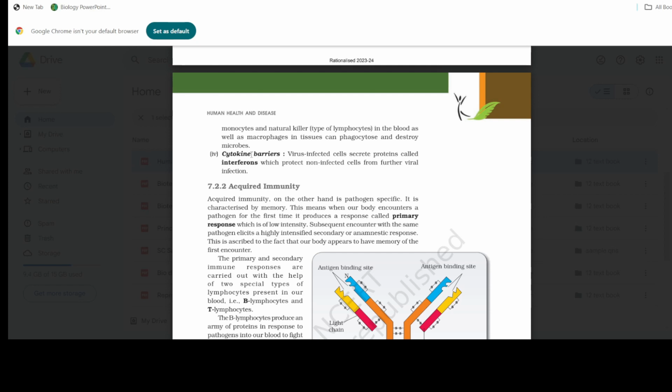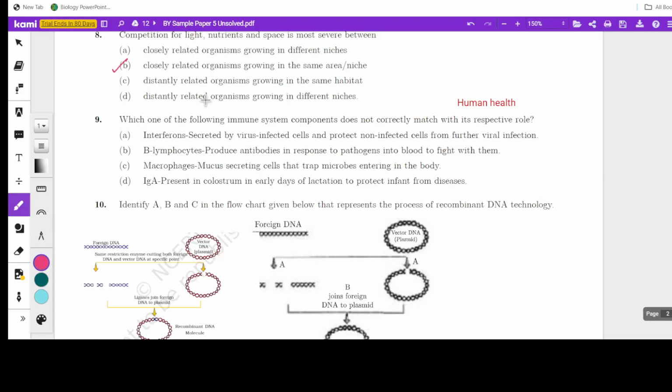Now, the first sentence given there was about the cytokine barriers. You have seen that virus-infected cells secrete proteins called interferons, which protect non-infected cells from further viral infections. You understood about cytokine barriers. So now we are learning about cytokine barriers, and one example of that is interferons. These are produced by certain virus-infected cells, and this prevents the other non-infected cells from getting viral infection. Clear?